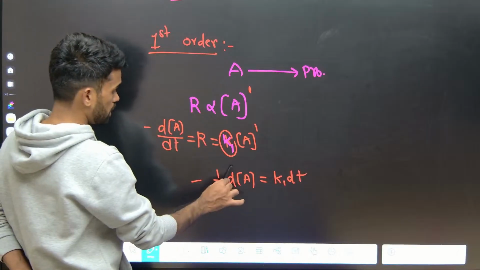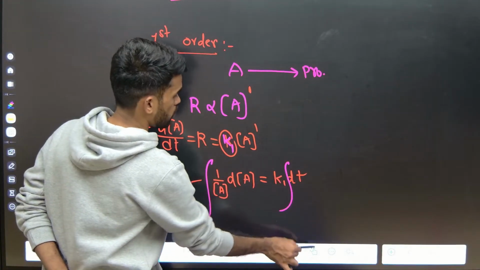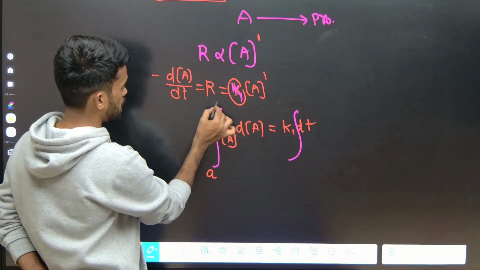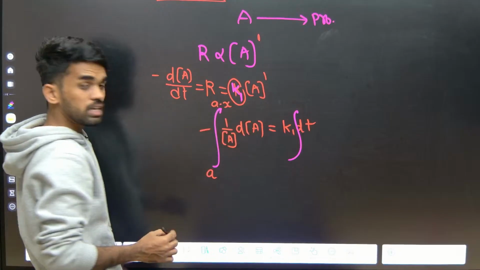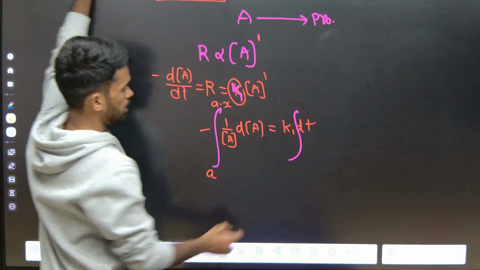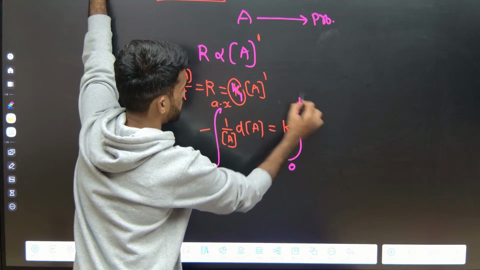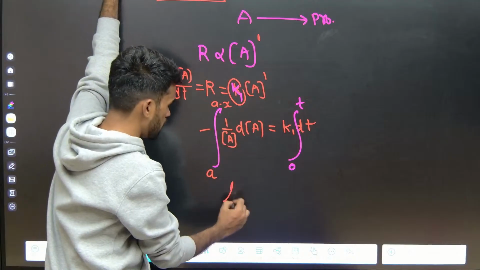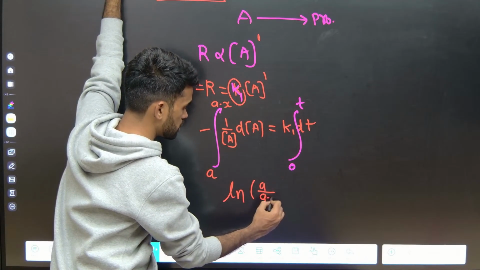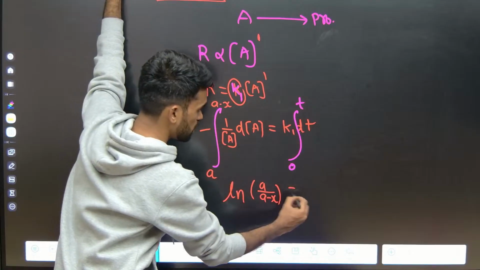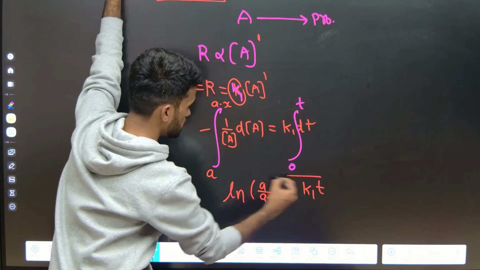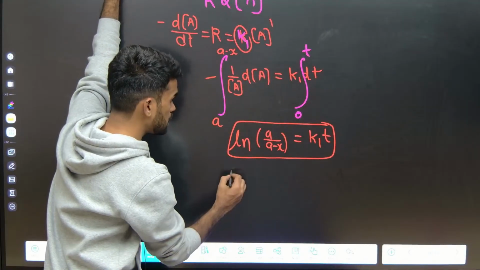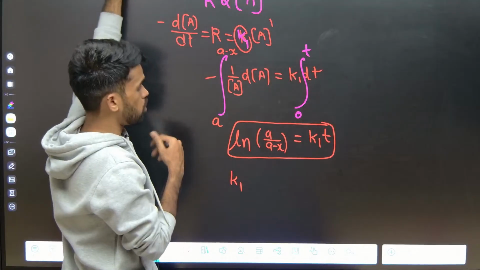Okay, so now apply the integration on both sides again. So what you will get here, from initial concentration A and final concentration A minus x, or you can take A naught and At. Okay, and this is at time t0, this is at time t. Okay, integration of 1 by x dx is ln x, so that here you will get ln of A by A minus x, applying the limits. This will be K1 t, that's it. So this is the equation you need to remember for first order. So these are the integral equations of first order, zero order we got till now.